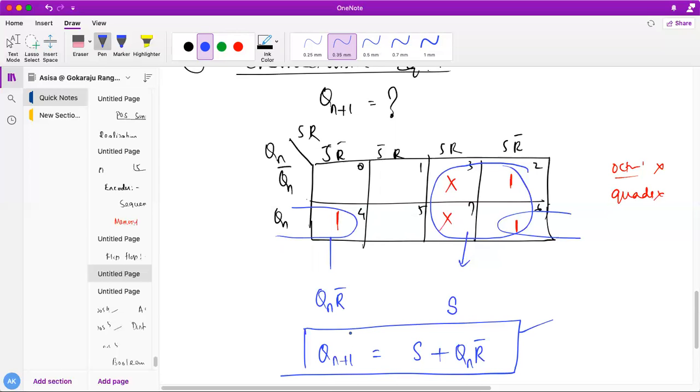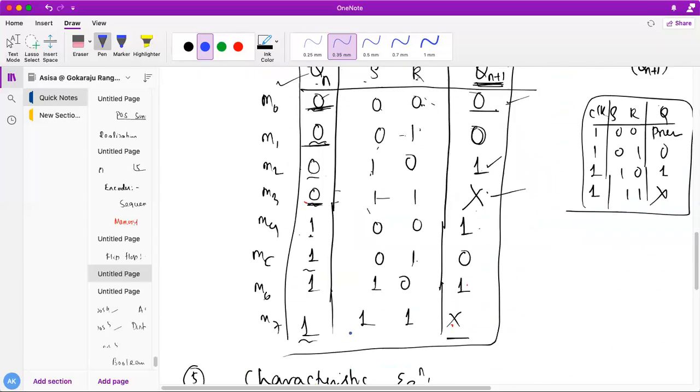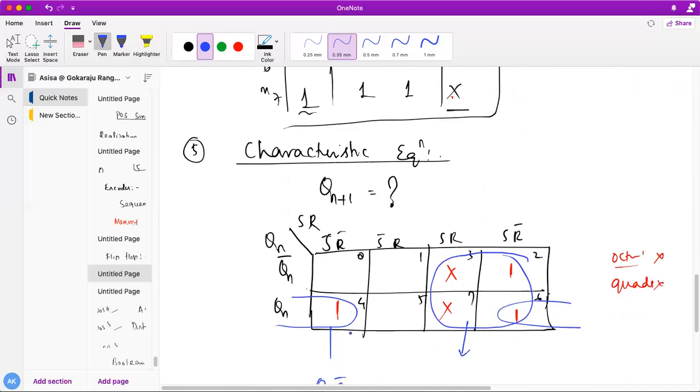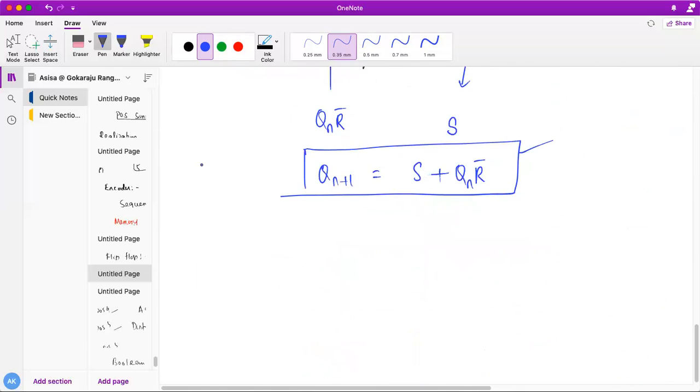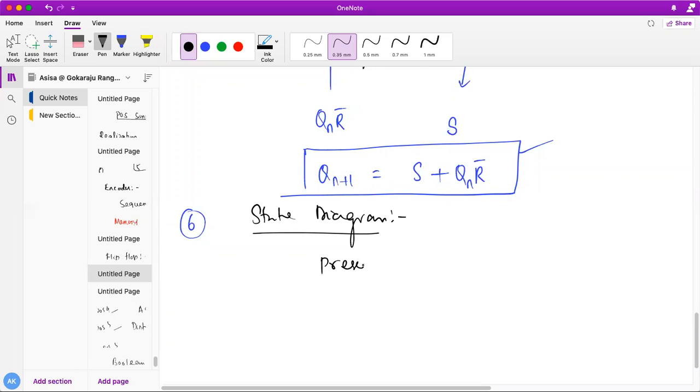Any doubt on this, students? If there is no doubt, we'll go for the next. Actually, what is the next? The next thing is the sixth one, which is the state diagram. What is a state diagram? I have discussed this with you till now. What is a state actually? There are two states of the flip-flop, either the present state or the next state. Present state is my Qn, and next state is my Qn plus 1.